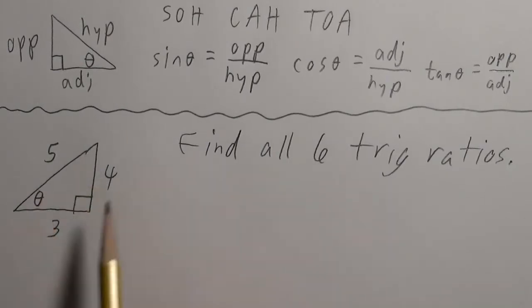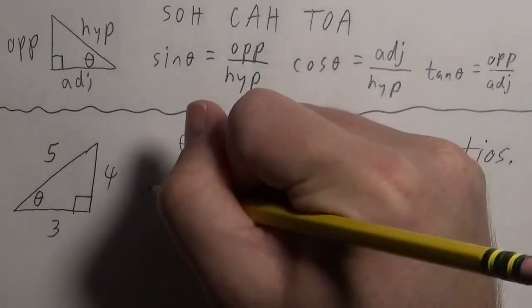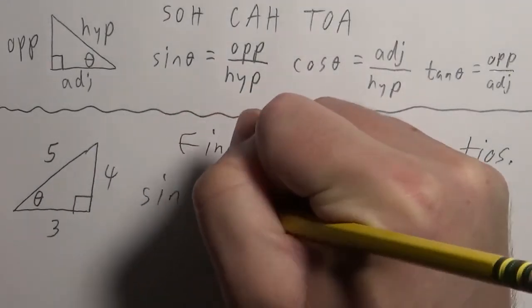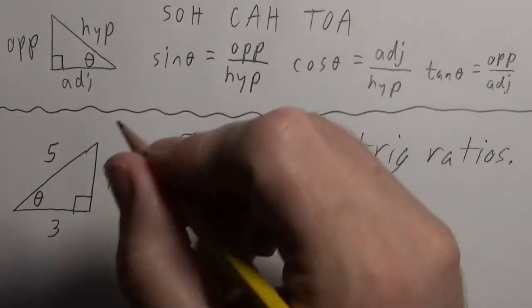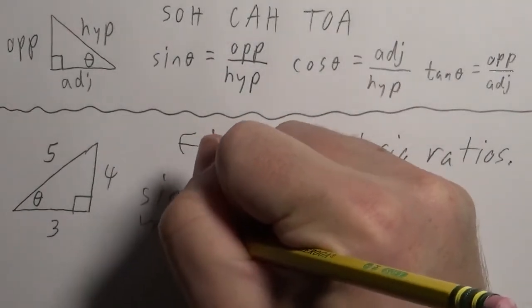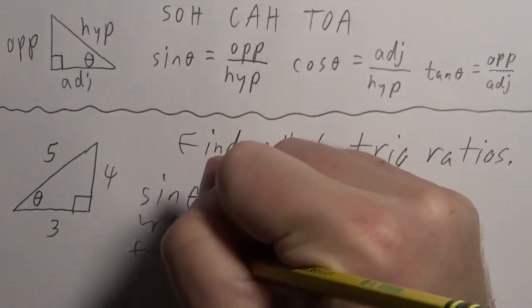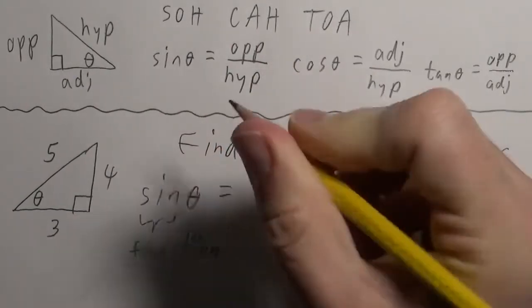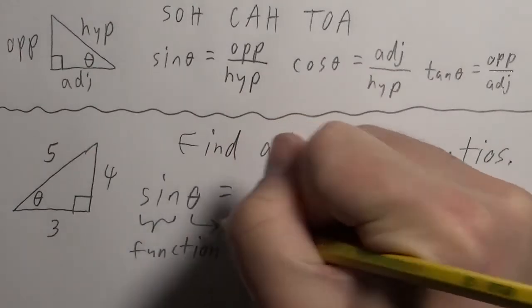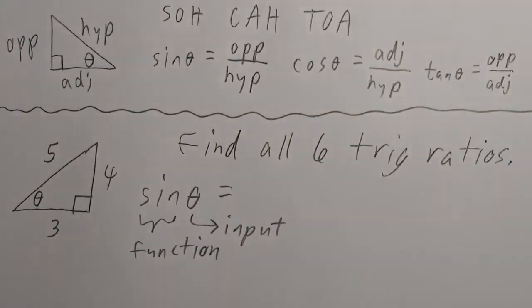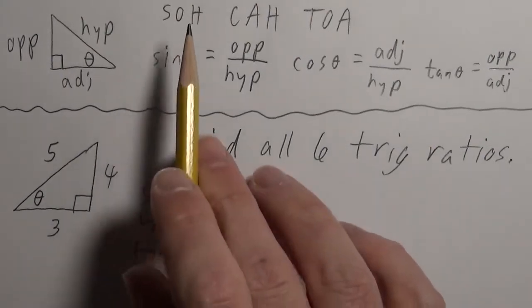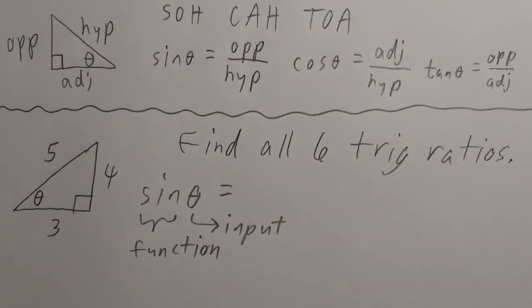Here's my angle, here's my triangle. All 6 trig ratios are what we want. Sine is what is usually done first, sine of the angle. Now, what am I doing the sine of? This is what's called a function. This is what's called the input. And so what comes after the equal sign is the output. The output is opposite over hypotenuse.